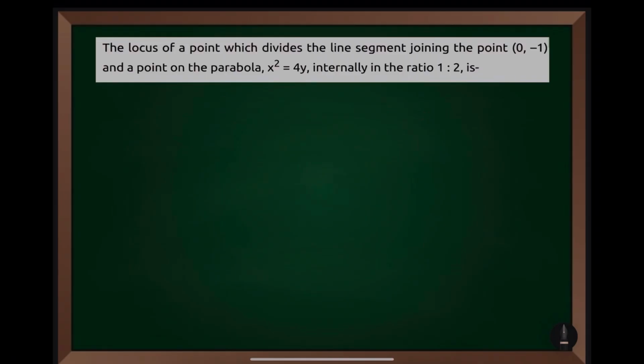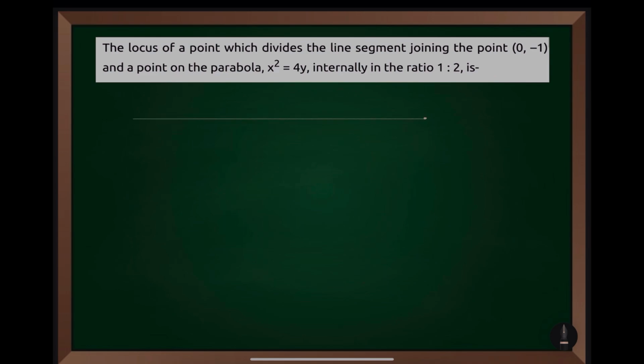Now look at this illustration. The locus of a point which divides the line segment joining the point this and a point on the parabola this, internally in the ratio this. Okay, so let's try to crack down this question.